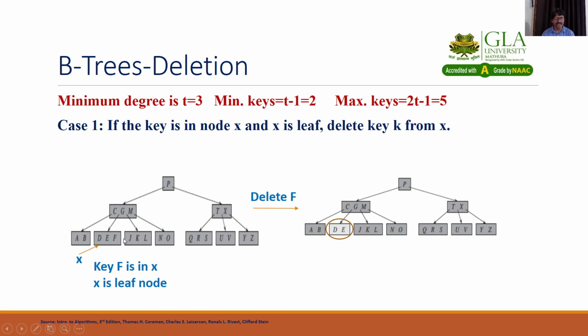It has t number of keys. If we delete one element, it will have t minus 1 keys, so it will follow the property. So directly you can delete F from here. In this case we can delete, and the node DE will have the minimum 2 elements, which is the requirement of the minimum number of keys in the B tree.